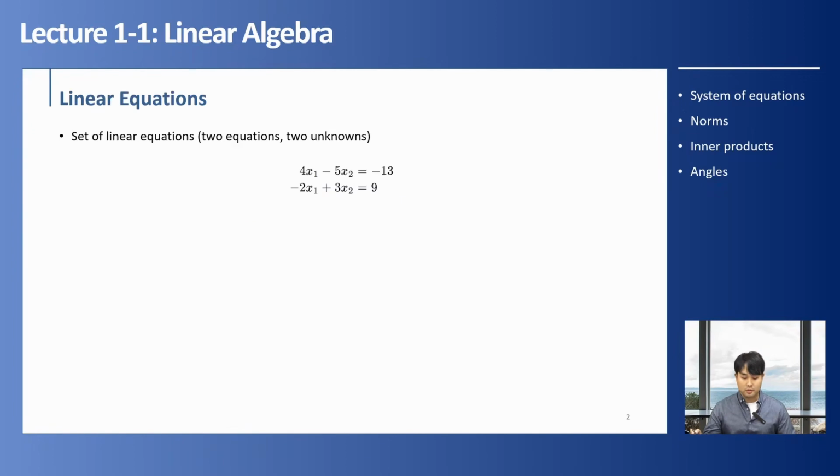So without further ado, assume we have a set of linear equations, where in this example we have two different equations and two unknowns. Now, if you recall from high school math, in order to solve this set of equations, we simply multiply the second equation by 2 to get the following, and add it to the first equation to eliminate x1.